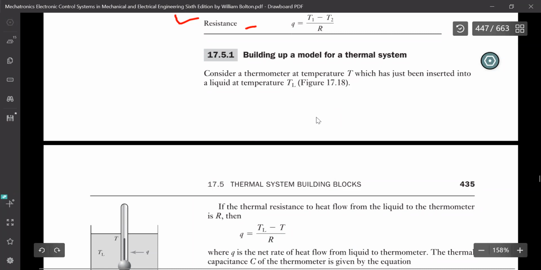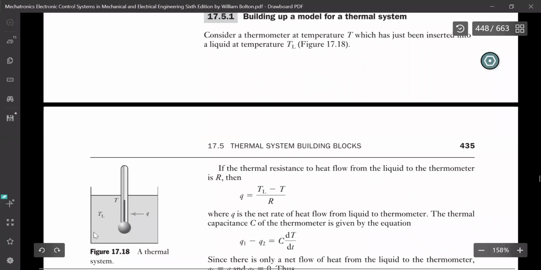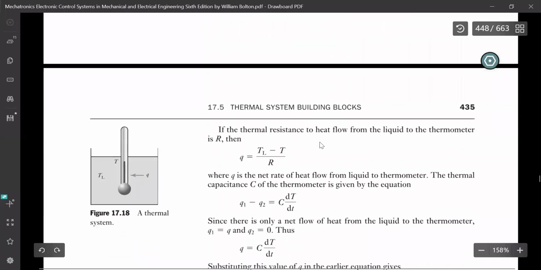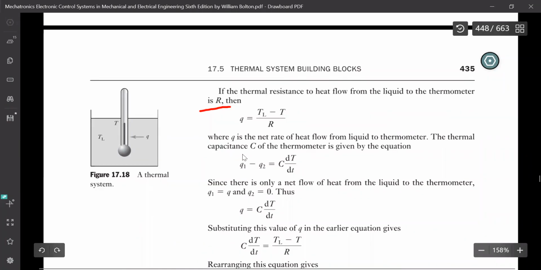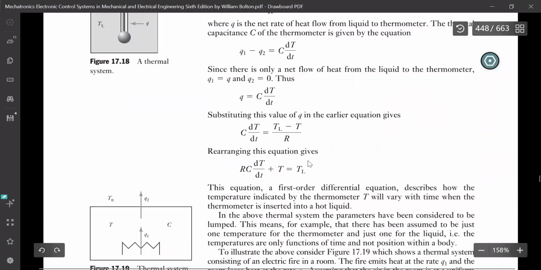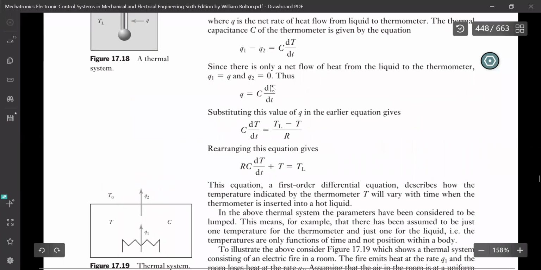Consider a thermometer at a temperature T, which has just been inserted into a liquid of temperature TL. If the thermal resistance to heat flow from the liquid to the thermometer is R, then Q is equal to (TL minus T) by R. The temperature difference upon R is equal to Q; we have already shown that. And you also know that Q1 minus Q2 is equal to C dT/dt. Since there is only a net flow of heat from the liquid to the thermometer, Q1 is equal to Q, but Q2 is equal to 0. So finally, Q is equal to C dT/dt, where dT/dt is the rate of change of temperature.